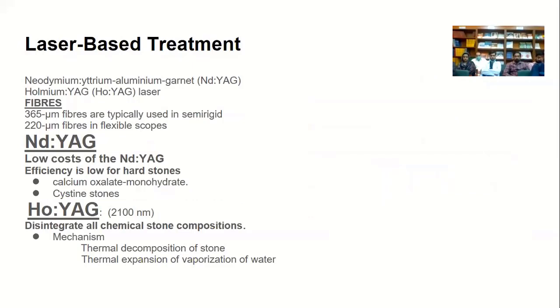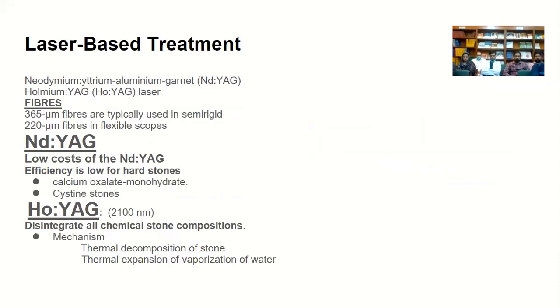Laser-based treatment. There are two types of lasers that are used mostly nowadays: Nd-YAG and holmium-YAG laser. The fibers used in case of semi-rigid are 365 micrometer fibers, while in case of flexible they are 227. Nd-YAG laser has low cost, but its efficiency is low for hard stone like calcium oxalate monohydrate and cystine stone. Holmium YAG laser is the gold standard, and it can be used for stone of any chemical composition.